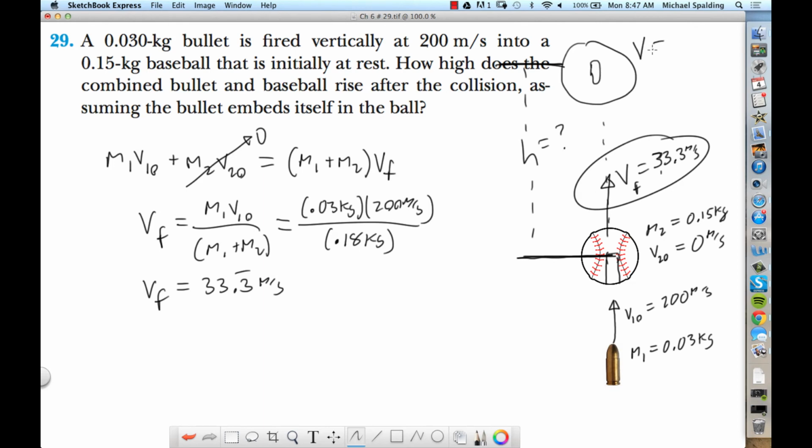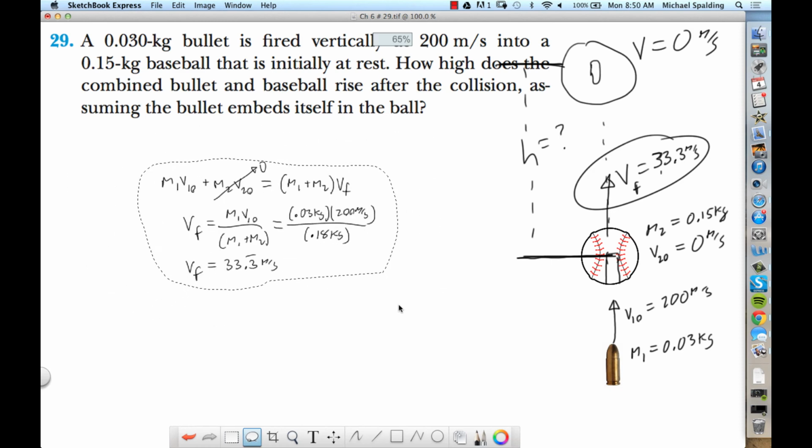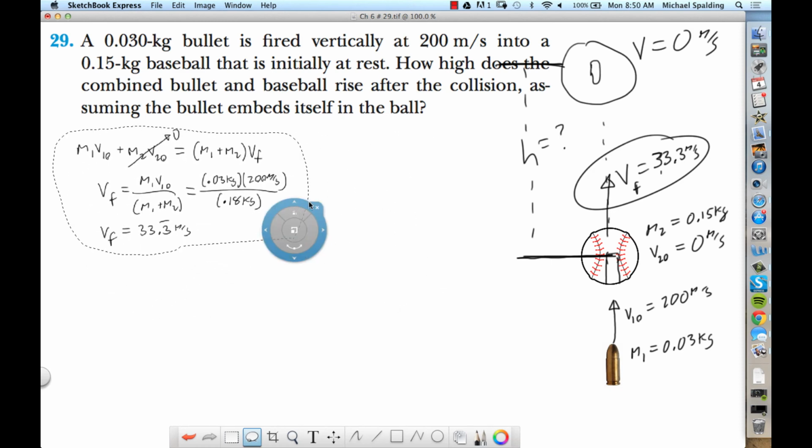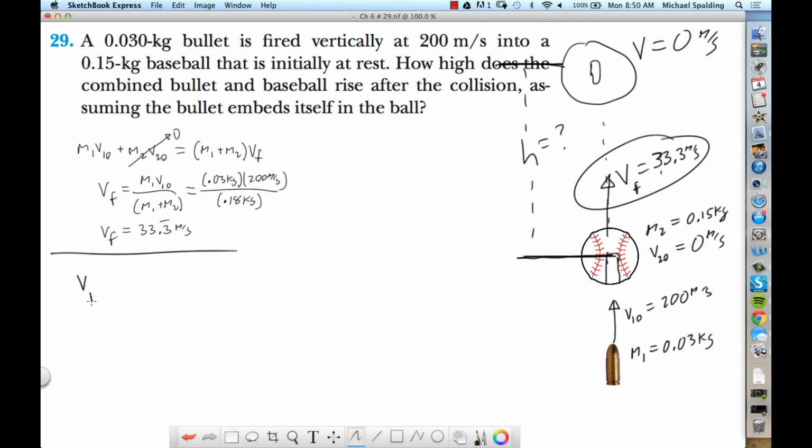By the way, what's the velocity at the very highest point? 0. It goes up, up, up, and then stops for a split second. So how can we figure out the height that it goes to now? You could do either kinematics or conservation of energy. Let's do kinematics. Using kinematics, Vf squared equals V initial squared plus 2AH. H is the distance there. What's V final at the top here? 0. So H will be negative V initial squared over 2A.